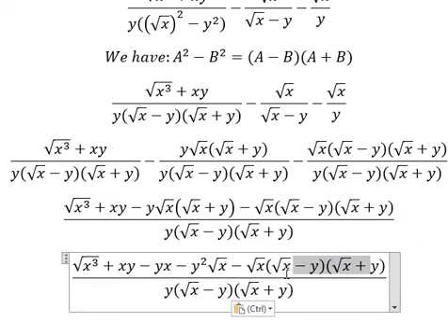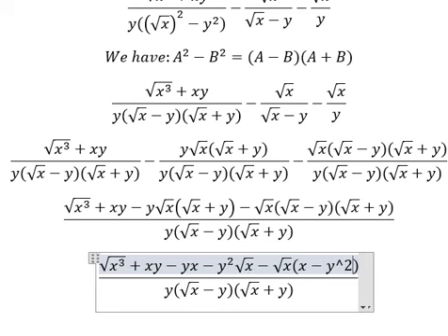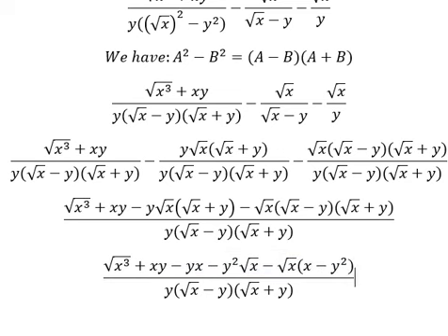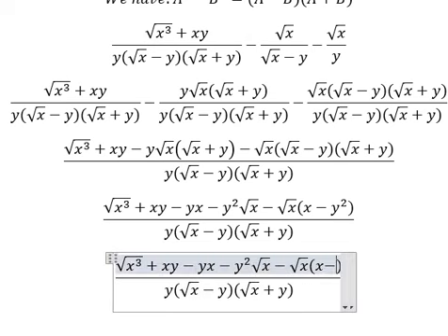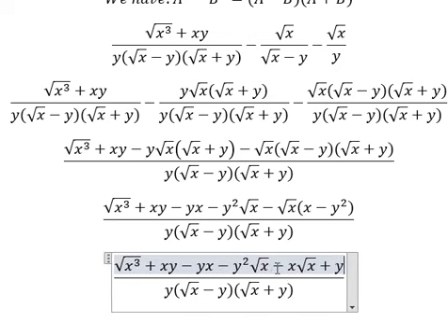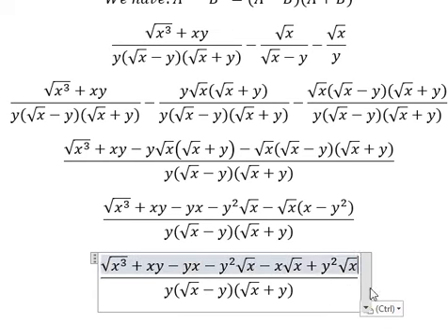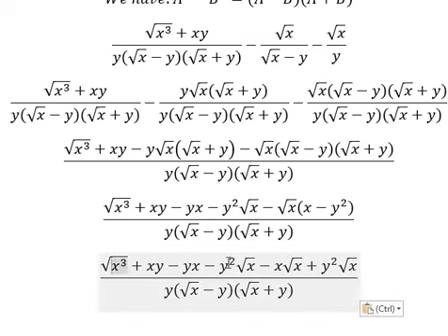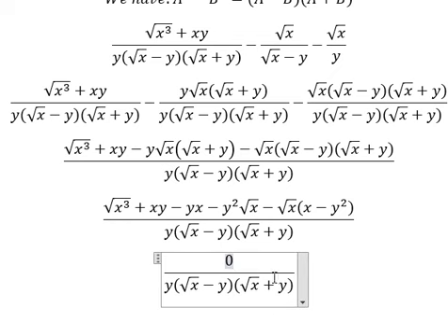This one, that is x minus y squared. So negative of the square root of x multiplied by this one and this one. So if we simplify this one in here, you get 0. And the answer is 0.